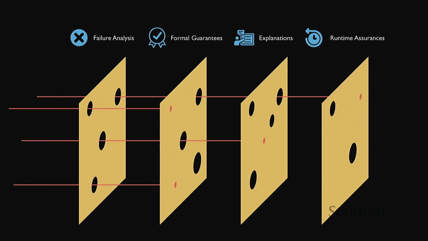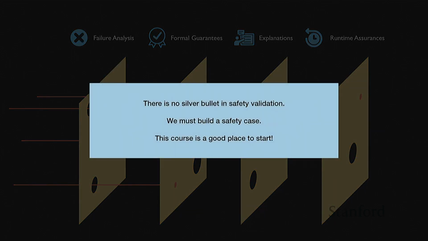But ideally, the limitations of one algorithm don't line up with the limitations of another algorithm. As you can imagine, if we stack enough of them together, just like we're stacking the slices of Swiss cheese, then ideally we won't be able to see through any of the holes. And so we'll be able to catch everything that other algorithms miss. The key idea here is that there's really no silver bullet in safety validation. Instead, we need to build a safety case for these systems.